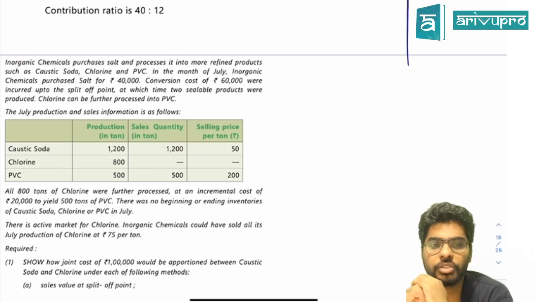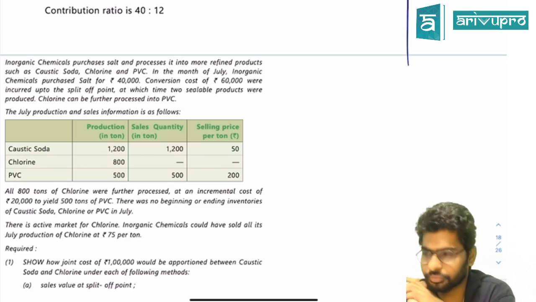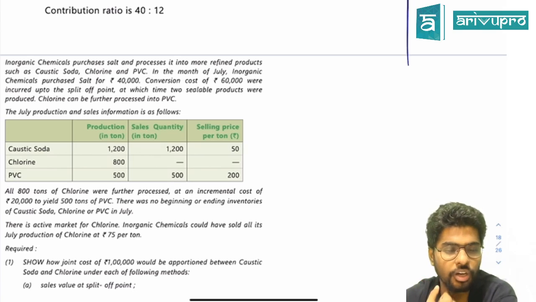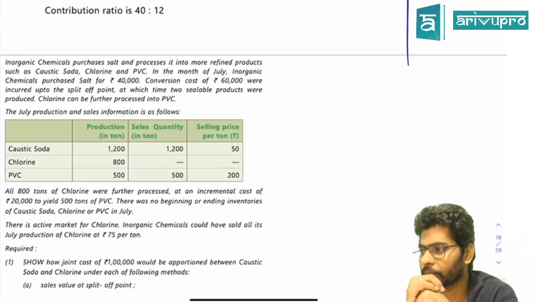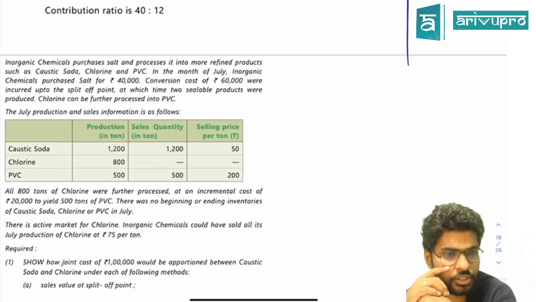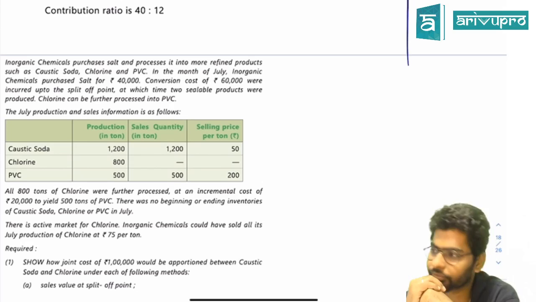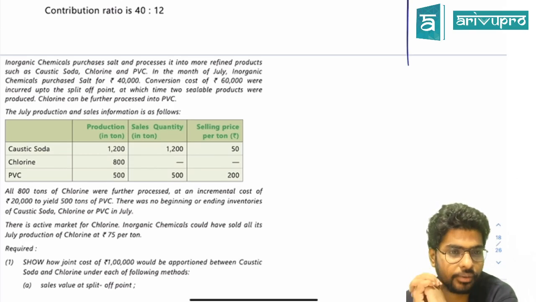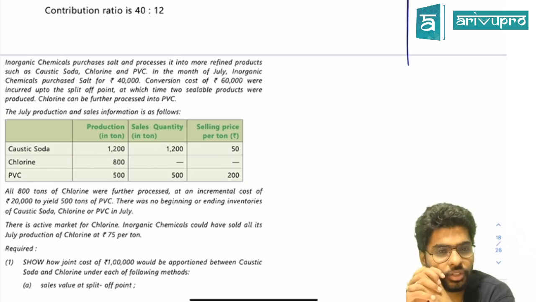Inorganic chemicals purchase salts into more refined products such as caustic soda, chlorine, and PVC. In the month of July, the company purchased salt for 40,000. Conversion costs of 60,000 were incurred up to the split off point. So, what is the common cost incurred till now? It is 1 lakh.